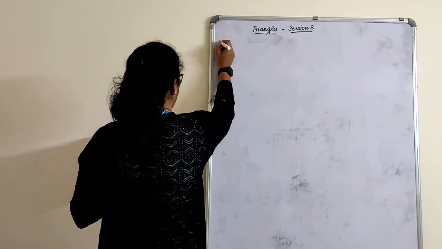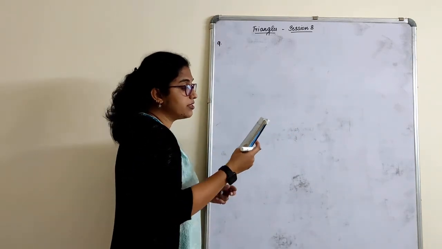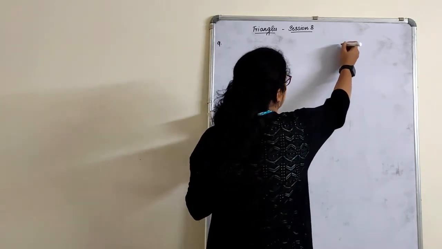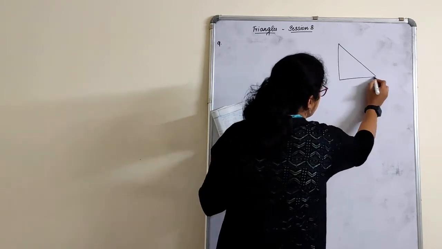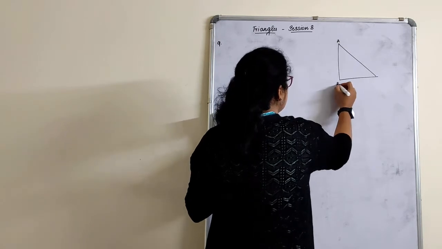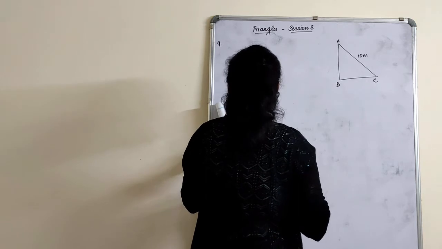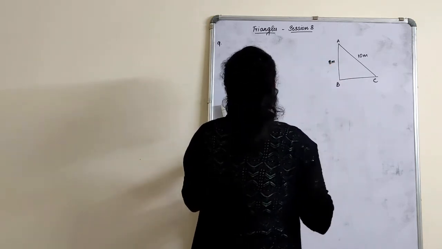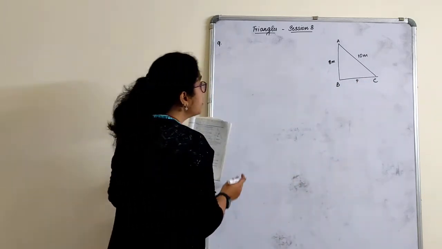Next sums. A ladder 10 meter long reaches the window 8 meter above the ground. So always when we talk about a ladder, we always consider this is the ladder and this is the wall. This will be the ground. Always remember that. So if I consider this is A, B and C, a ladder which is 10 meter long reaches the window 8 meter above the ground. Find the distance of the foot of the ladder from the base.